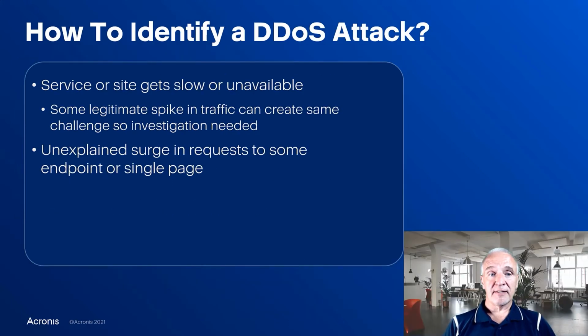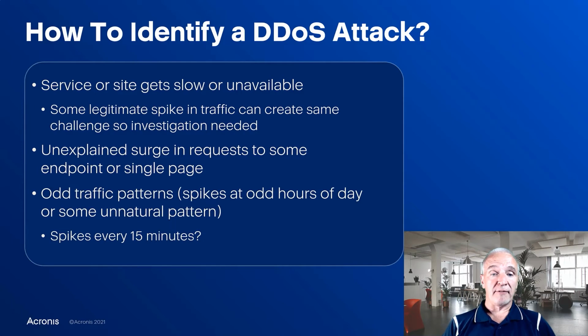How do you identify this? Well, a service or site can get slow or unavailable. Now, there could be some legitimate spike in traffic to create some challenge, so you need to investigate a little further. An example would be a software company where you release a major version of a product. There might be some spike in the internet traffic after the release. There could be an unexplained surge in requests to some endpoint or single page. Or there could be odd traffic patterns. Are there spikes at odd hours of the day or some unnatural pattern? Say, are you having spikes every 15 minutes?